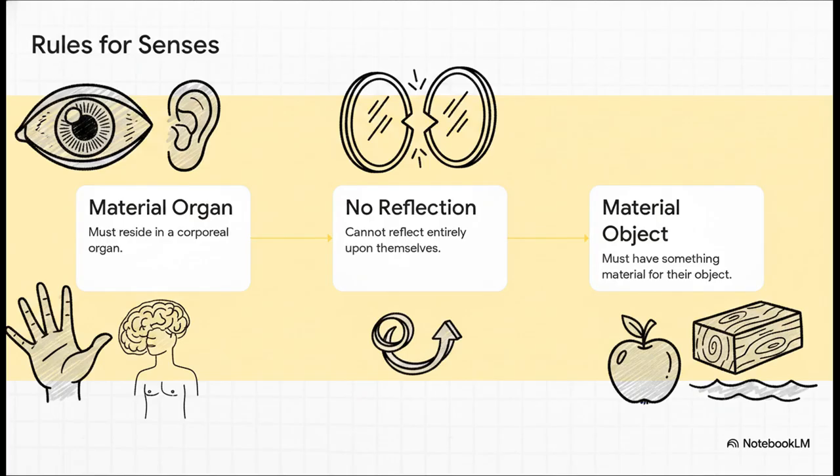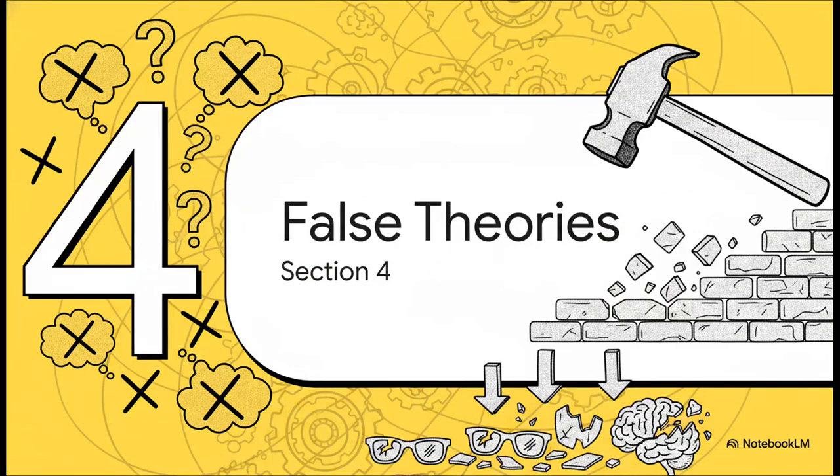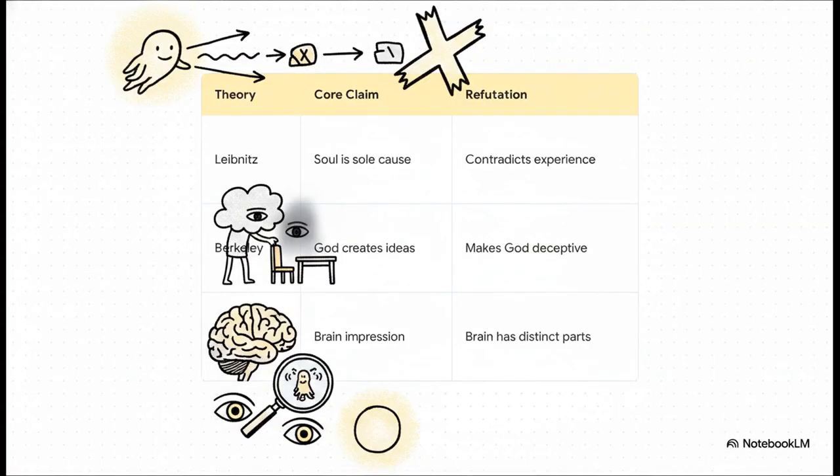And finally, Step 3. Because the sense is a material vital organ, its object absolutely must be something material. But before we get to the author's true answer for how all this works, we have to take a detour into Section 4, False Theories of Perception, where the text systematically dismantles some rival ideas. The author uses pure logic to expose the flaws in these famous rival systems.